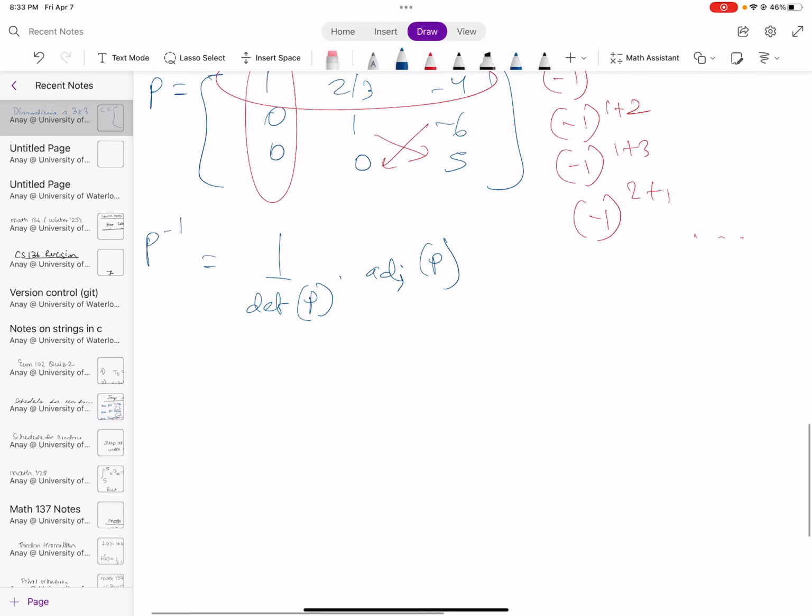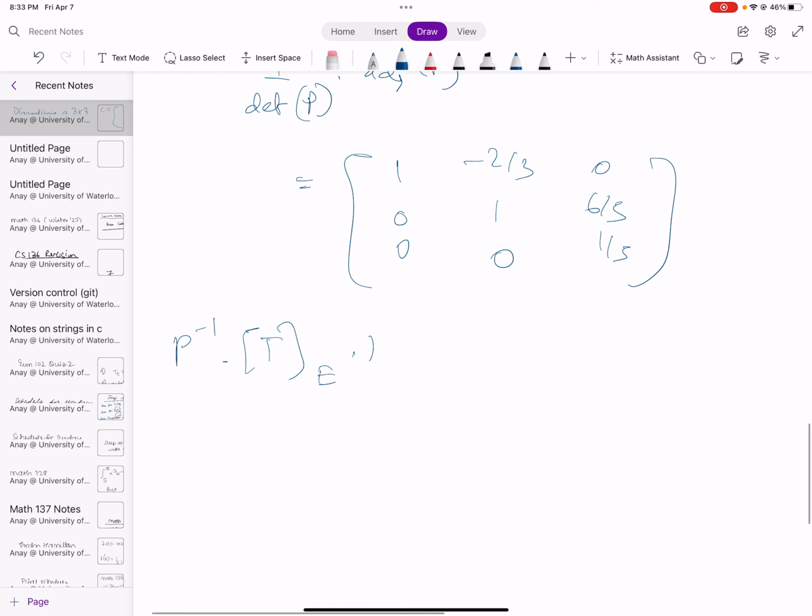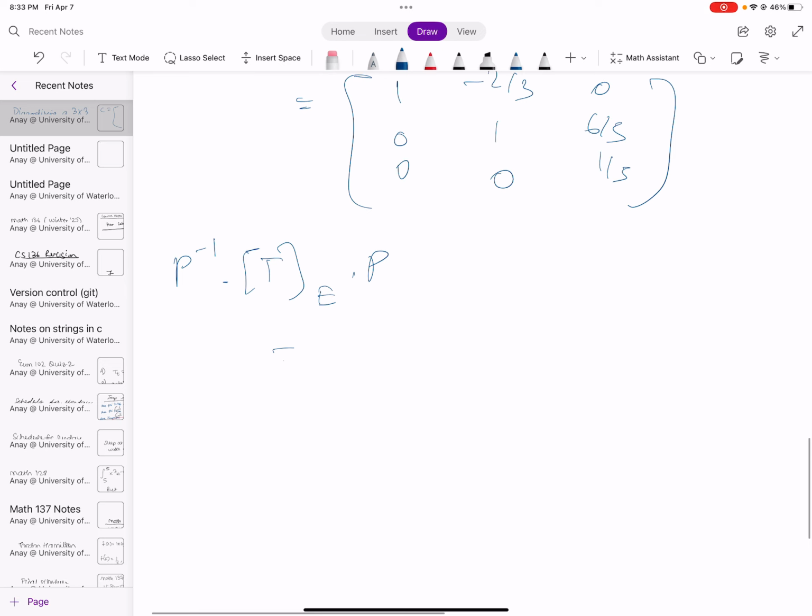So you do this calculation, you find the inverse of the 3 by 3 matrix, which in our case I found to be 1 0 0, -2/3 1 0, 0 6/5 1/5. This would be P inverse, right? Now we know that P inverse times the matrix T in our case times P should give us the diagonal matrix of TB, right?